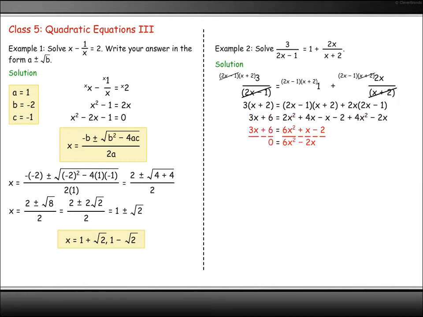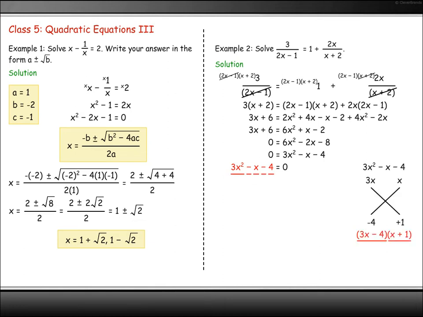Bring all terms to the right-hand side. Divide across by 2. Factorize the quadratic in the usual way. The factors are 3x minus 4 times x plus 1.